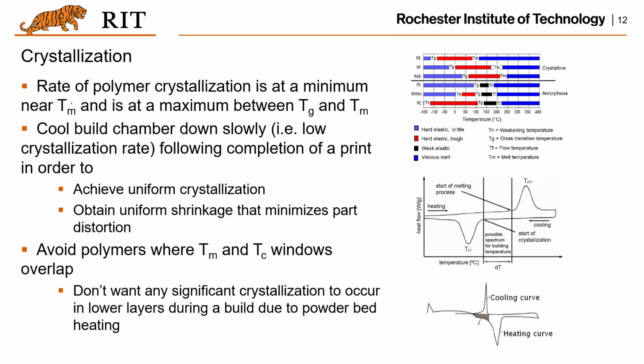And basically, the rate of polymer crystallization is at a minimum near the melting point, and at a maximum between the glass transition temperature and the melting temperature.